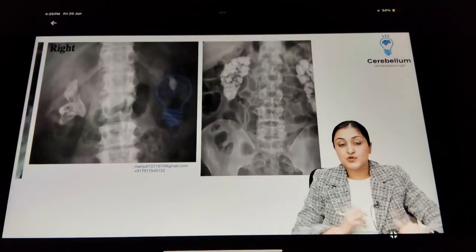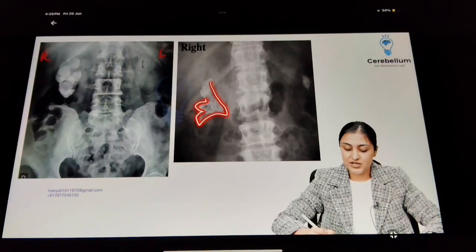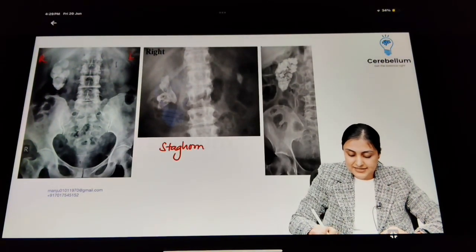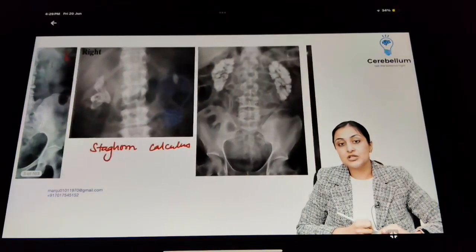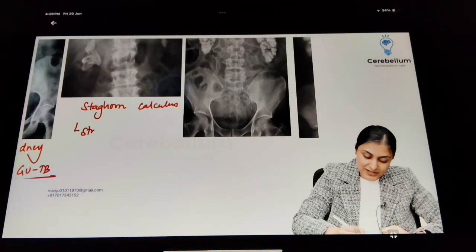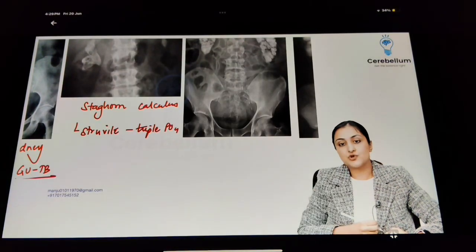Now distinguish it from this particular image. In putty kidney, you had a completely calcified kidney, whereas here you can see the calcification is conforming to the collecting system. So what is this big stone here? This is what we call a staghorn calculus. The staghorn calculus occupies the collecting system. Remember, this is usually formed by struvite, right? What is struvite? We've studied that in surgery as well. Struvite is your triple phosphate stones. So this is your triple phosphate struvite.